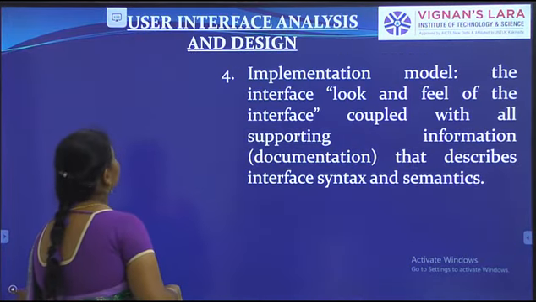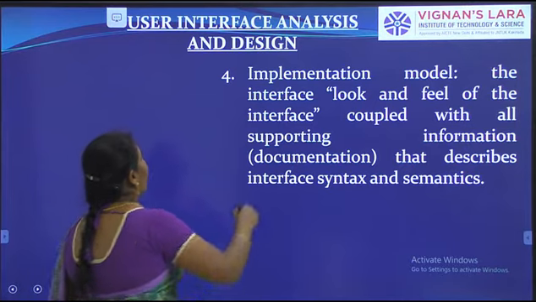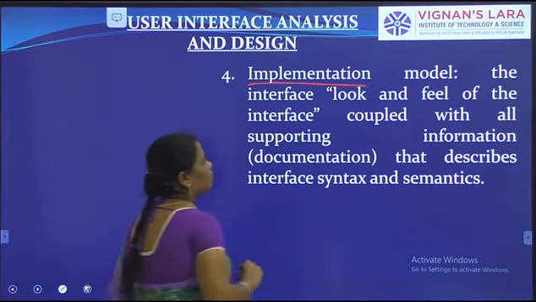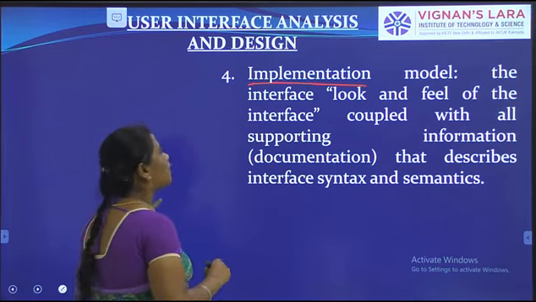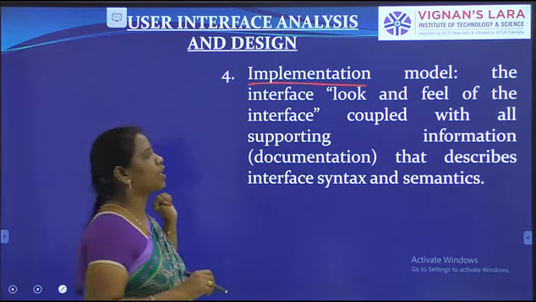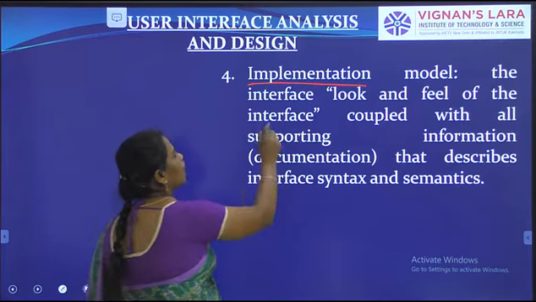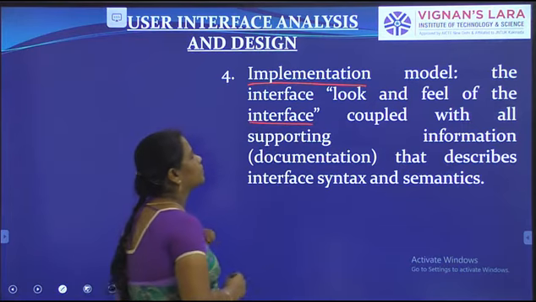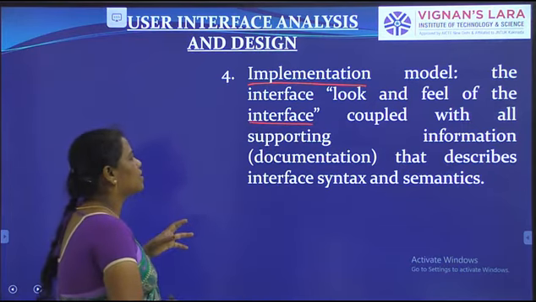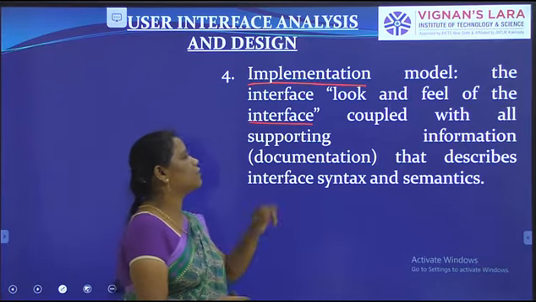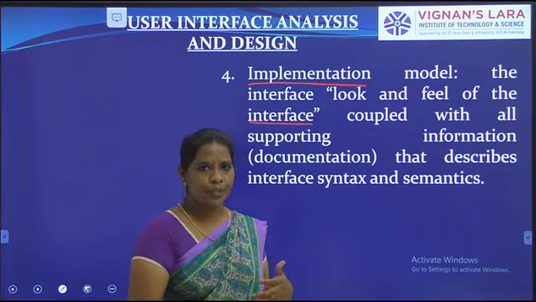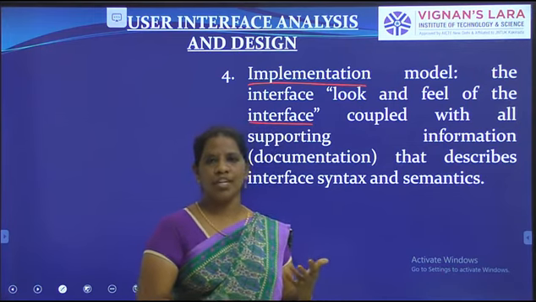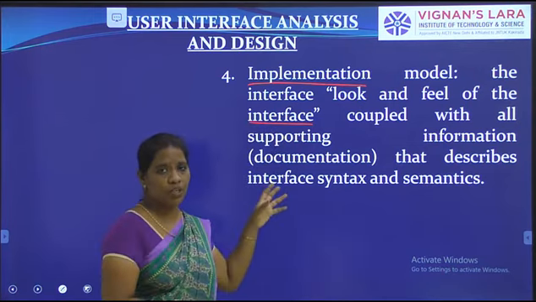So next one, and the fourth one is the implementation model. So user model, design model, the third one is the mental model, and the fourth one is the implementation model. So the look and feel of the interface. Implementation model is coupled with all the supporting information. Okay. So whatever documentation we do, for example, a TV, that comes under the implementation model.